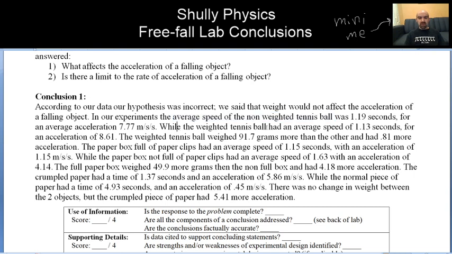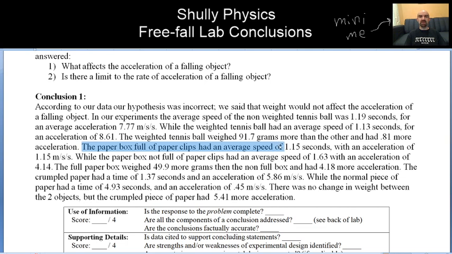Moving on. While the weighted tennis ball had an average speed, again they have a problem here, of 1.13 seconds, the acceleration 8.61. They should include that meters per second squared there and get rid of the speed and the 1.13 seconds. So here they've compared the non-weighted tennis ball to the weighted, and we can see that the weighted has a greater acceleration. They go on a little bit more, and this might be too much information. The weighted tennis ball, it'll obviously have more weight, so I don't know if they needed to go here, but it's okay that they included this. The weighted tennis ball weighed 91.7 grams more than the other and had 0.81 more acceleration. Okay, they compared it.